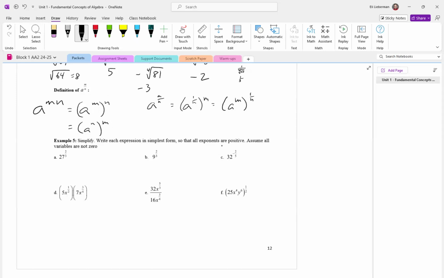Okay, and now, like you said, what we talked about last time, a to the 1 over n, that's the same thing as saying the nth root of a. So we can rewrite this as the nth root of a, to the mth power, or we could think about it as the nth root of a to the m. And these are equivalent.